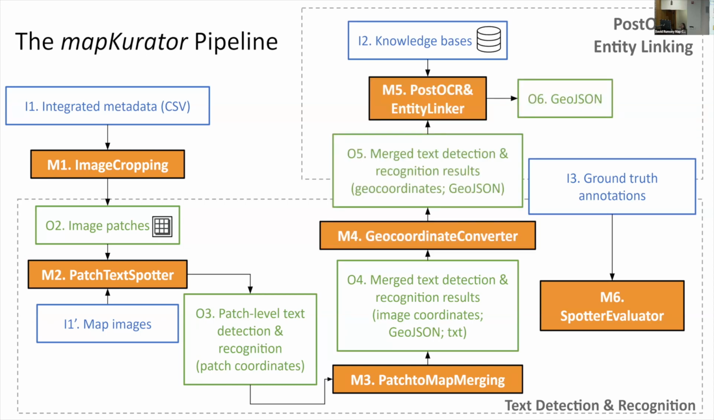And we use a geocoordinate converter module to merge the text detection and recognition result with geocoordinates. And the last step is we use post-OCR and entity linking with a knowledge base, which improves the text spotting result and includes information from the real-world OSM database.